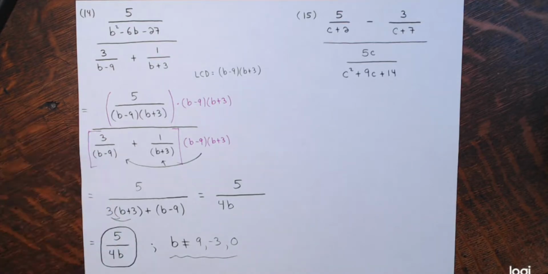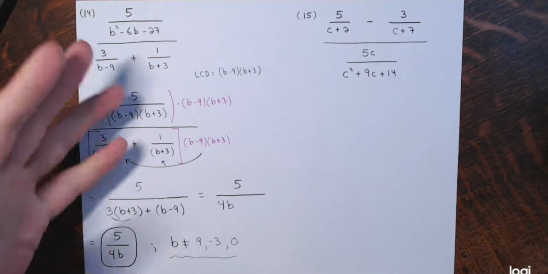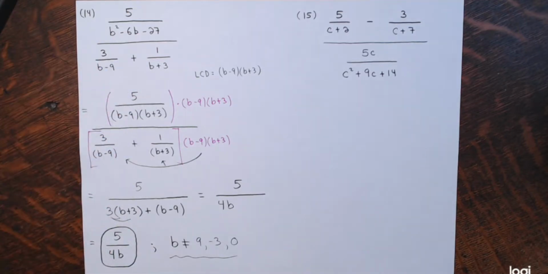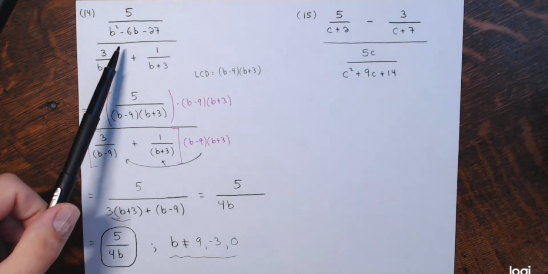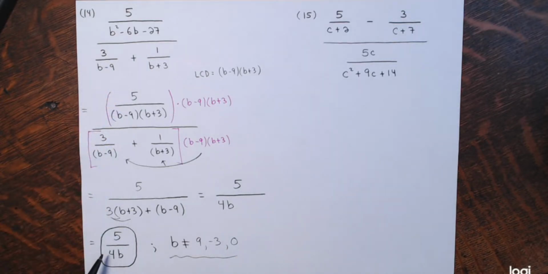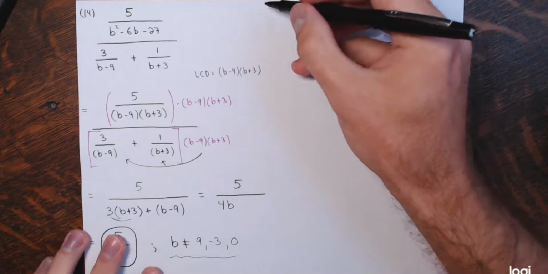So b cannot be replaced with 9, negative 3, or 0, because that'll give me a denominator of 0 somewhere throughout this problem, and you can't have that. You can't divide by 0. But for any other value of b, the value of the initial expression should be equal to the value of this final expression. And again, I leave it to you to test out some choices of b.